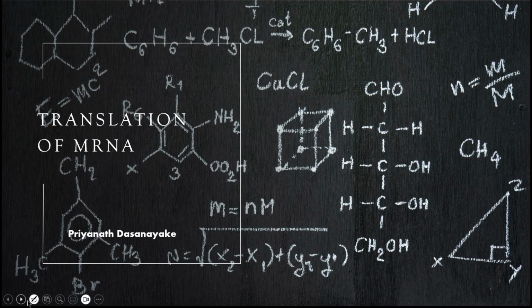So here my focus would be how the translation takes place. Now, translation incorporates three main processes. What are those? It is the initiation, then there's the elongation, and then there are the post-translational modifications.